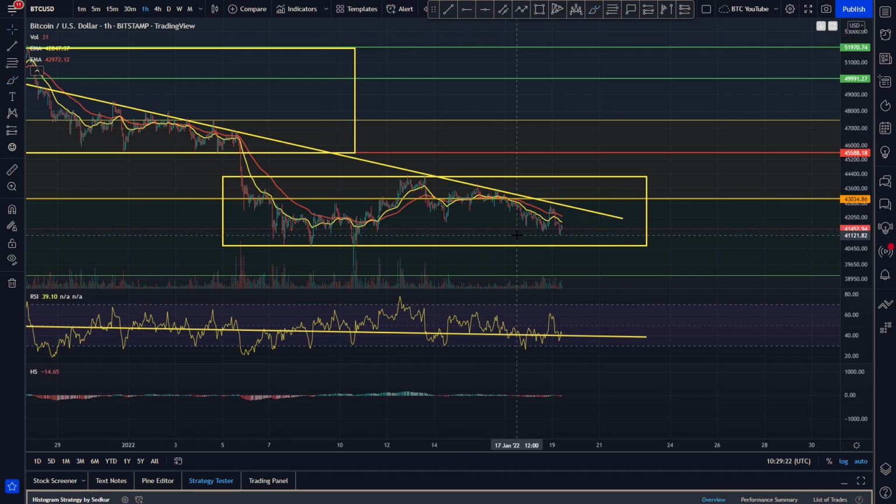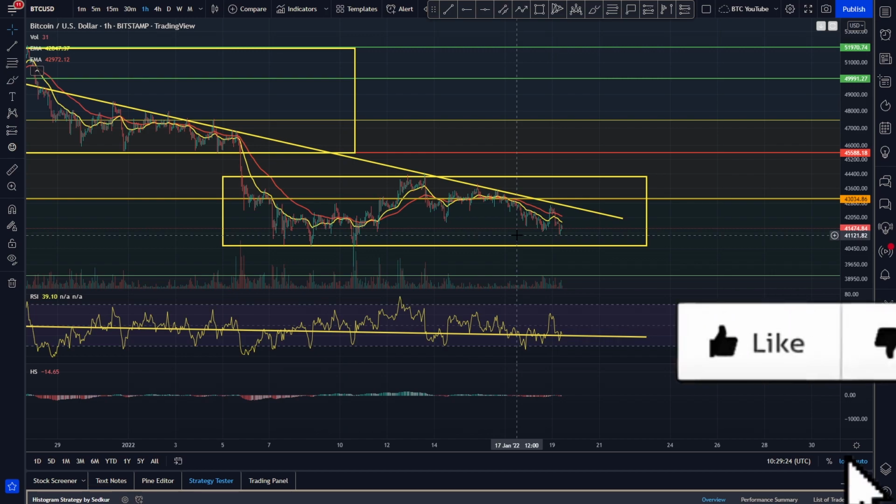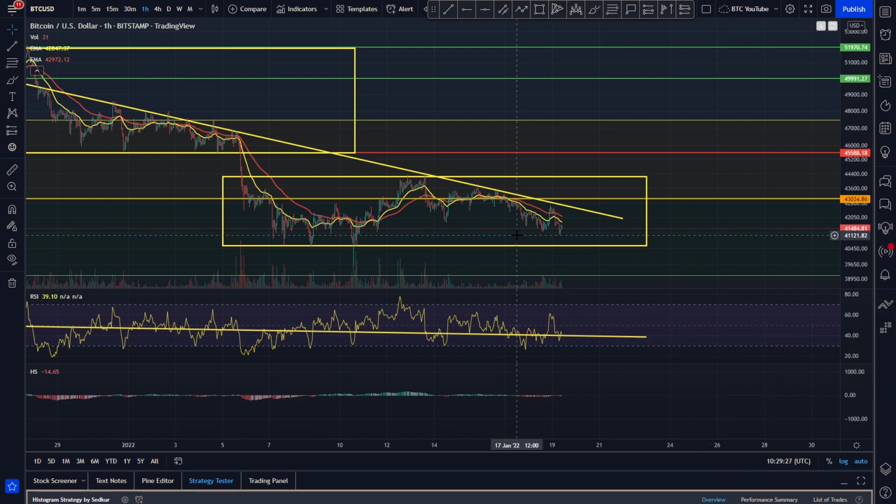So just like when there was maximum fear back in July when Bitcoin was at 29k, we're now at maximum fear again, and this is usually the time of the market where things do start to reverse.